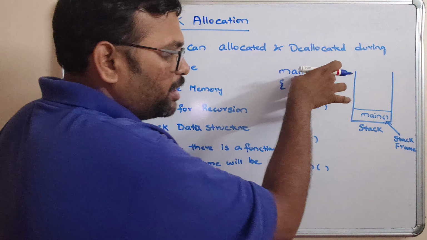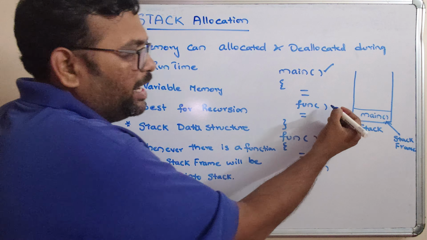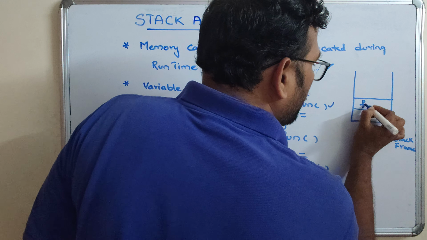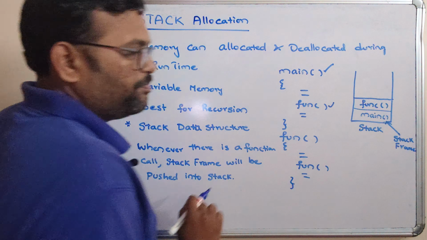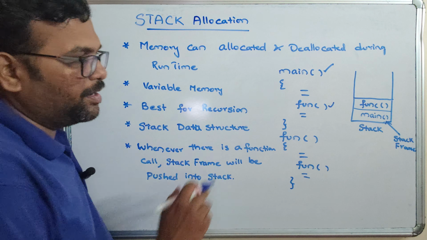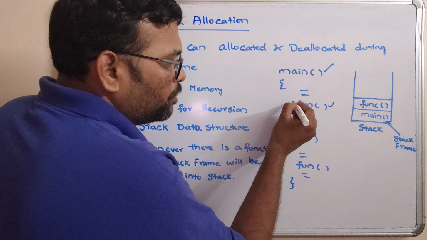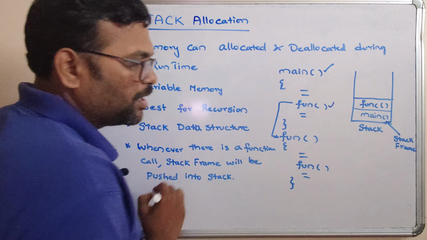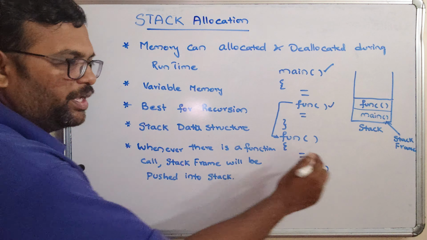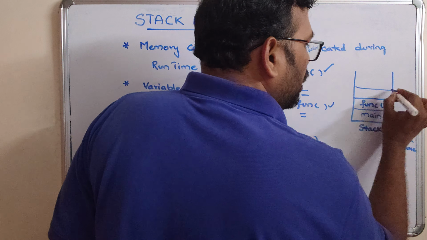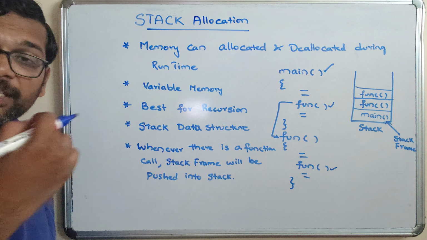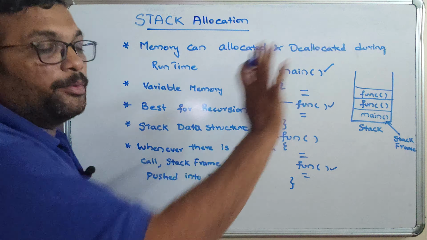Now immediately the execution of the function will start, and here we have one more function, so again one stack frame for that function will be created. Now the control moves here. Again there is a function definition, so it keeps executing. Again we have a function call, so that means one activation record will be created and pushed into the stack.